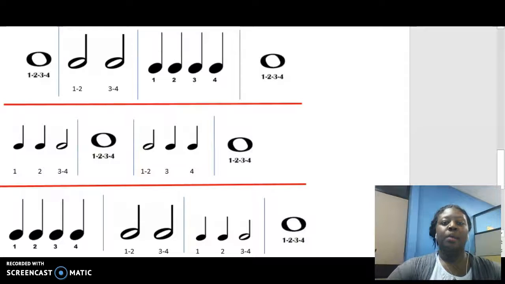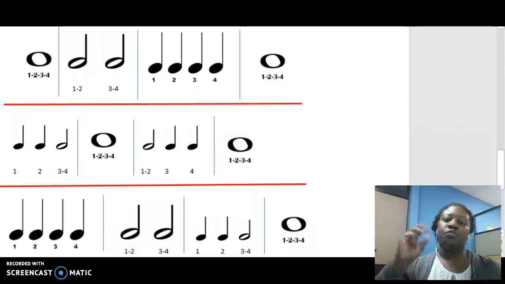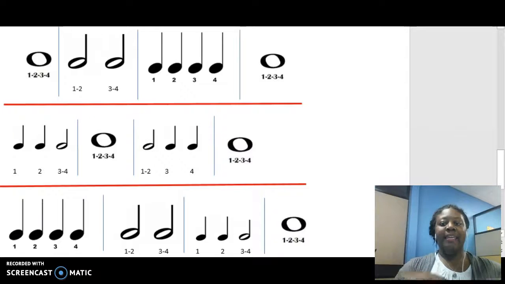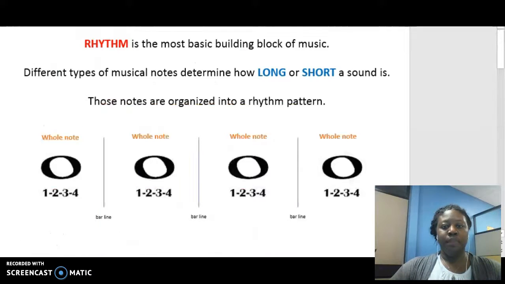Today, we're talking about taking the three rhythms that we've learned so far and combining them. And this is how rhythm in music is made. So let's do a really quick recap.